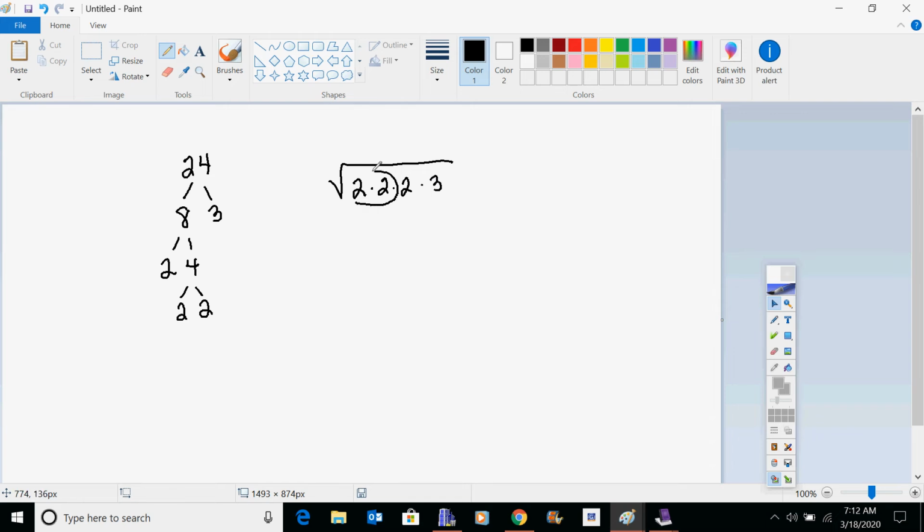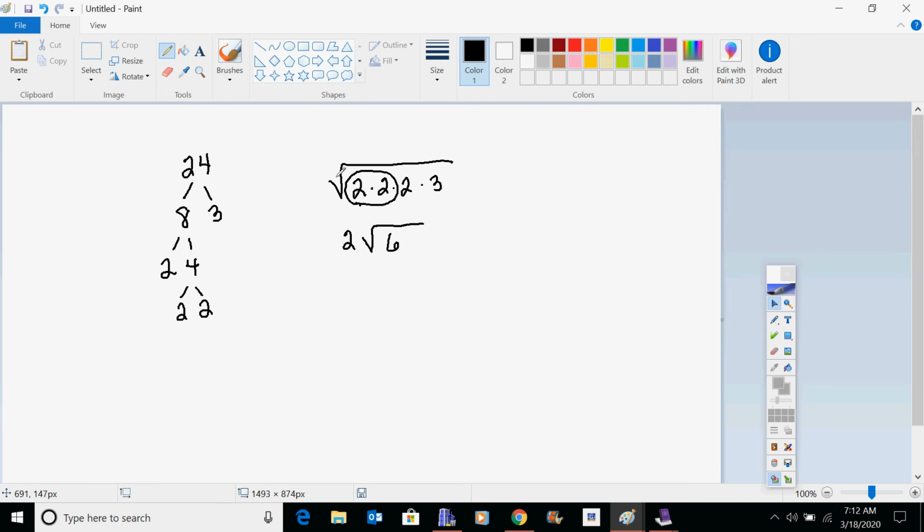So if we have a pair of 2's, you'd be able to bring 1, 2 outside of the radical, and the 2 and the 3 that are left over would have to be inside the radical. So your simplified form of this expression will be 2 times the square root of 6.